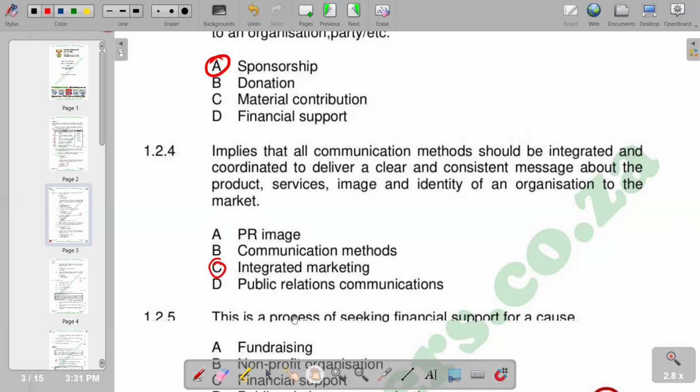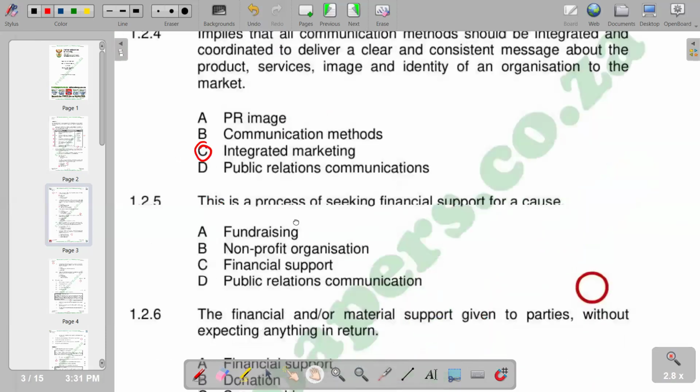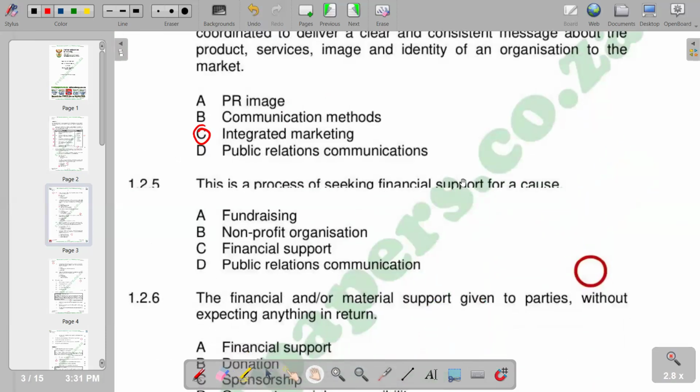So with that, we move on to the next part, which is now 1.2.5. This is a process of seeking financial support for a cause. And of course, this is fundraising. We have fundraising, A.